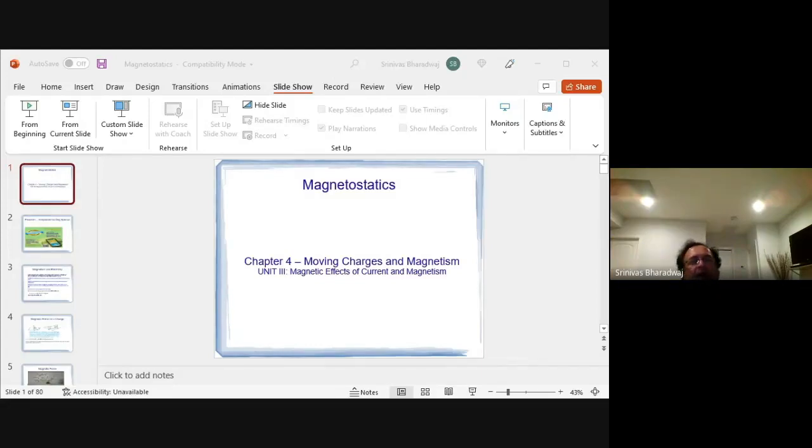One is that a current carrying conductor produces a magnetic field: dB equals mu naught by 4 pi, I dl cross r hat by r squared, or I dl cross r by r cubed. It's called Biot-Savart's law. Secondly, a current carrying conductor in a magnetic field experiences a force I L cross B. A moving charge in a magnetic field experiences a force q times v cross B.